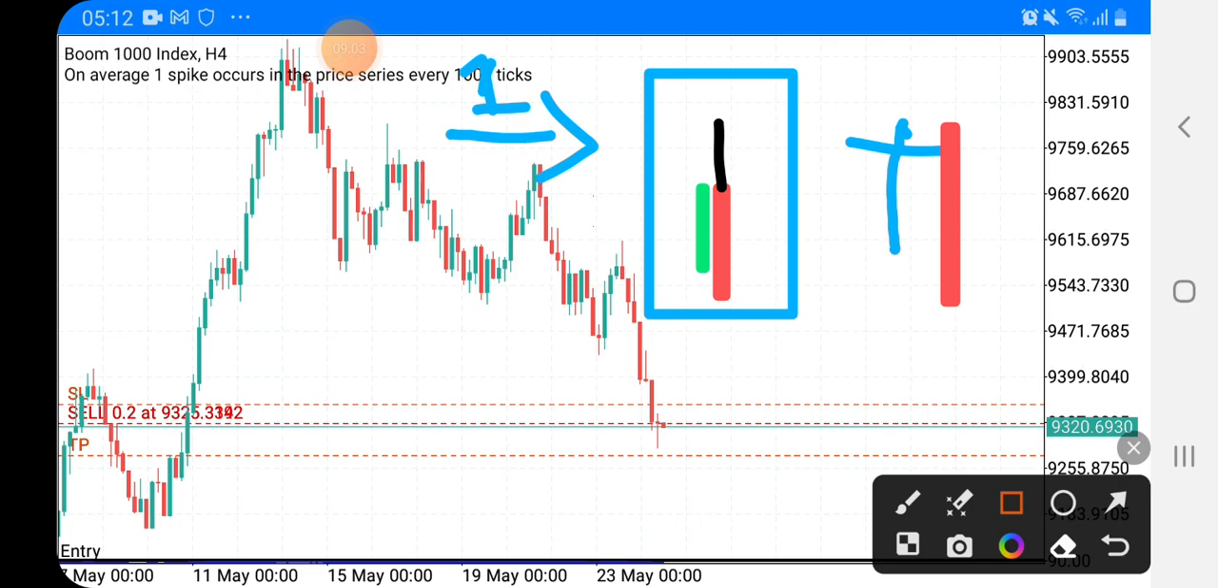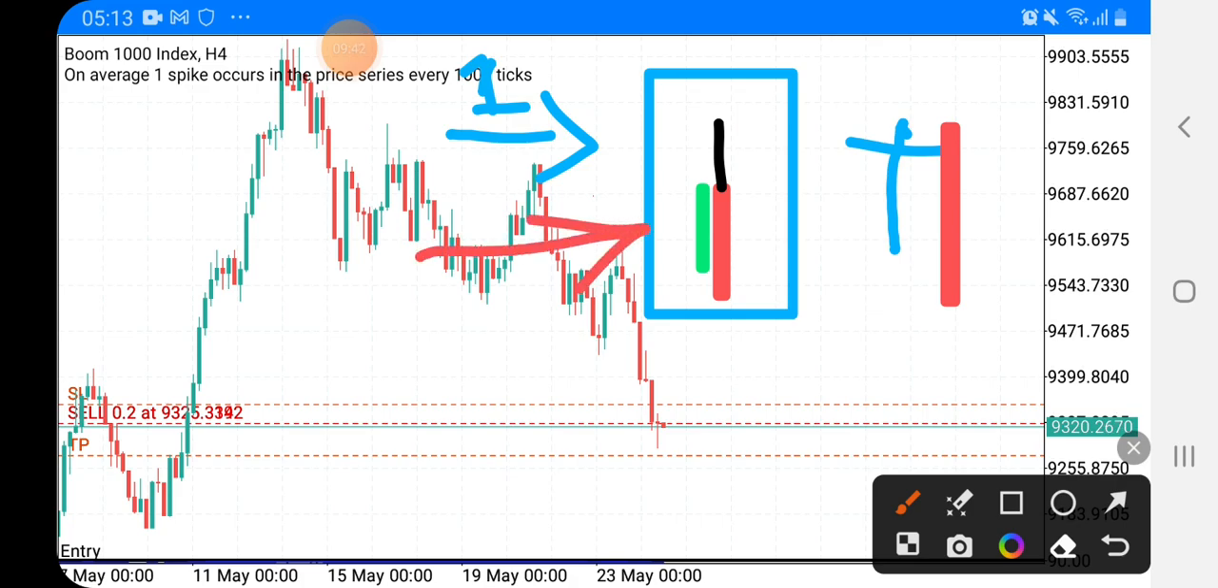But doji is for reversal, it's like indecision, depending on how the doji forms. You have the gravestone doji, the dragonfly doji, but you can call it anything, just understand the concept. Doji is for reversal, an indecision candlestick. You can go through different candlestick patterns and know the one that is best for you, but I'm just telling you the one I use most. I have the doji, bearish and bullish. My number one is bearish and bullish engulfing.